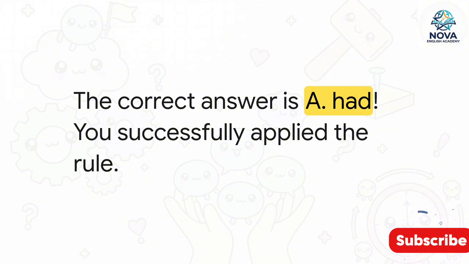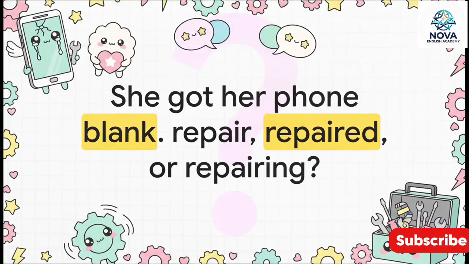Fantastic work if you guessed A. The correct answer is A, had. The sentence is, I had my hair cut yesterday. By choosing had, you're successfully applying the causative form and proving you didn't just take the scissors to your own head. Let's try one more.